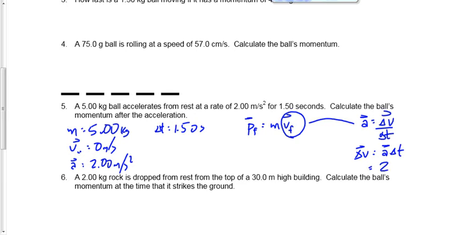2 meters per second squared times 1.5 seconds gives me 3. Wait a second, though. Isn't that the change in velocity? I want VF, right, not delta V. How do I get VF? Rosie?